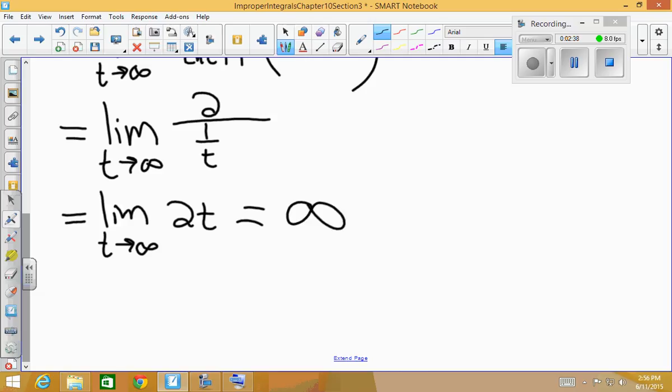So this tells us that our original limit does not exist, and it doesn't exist because the function grows without bound to infinity as t goes to infinity.